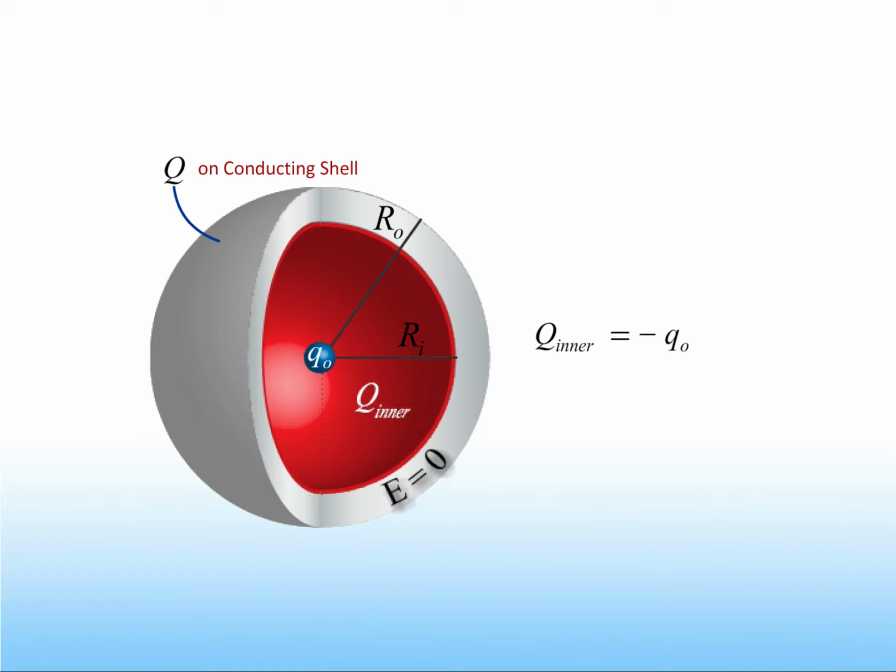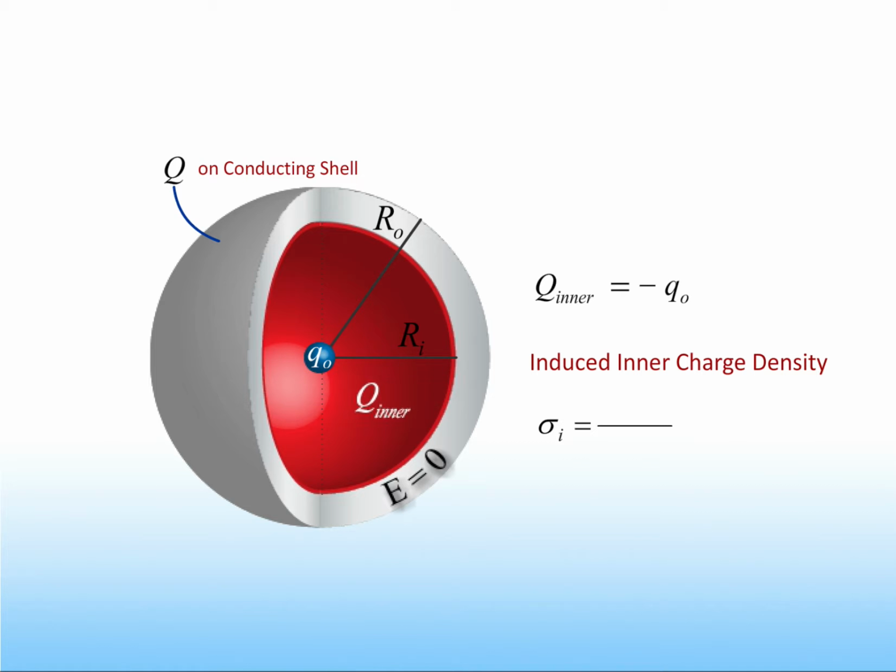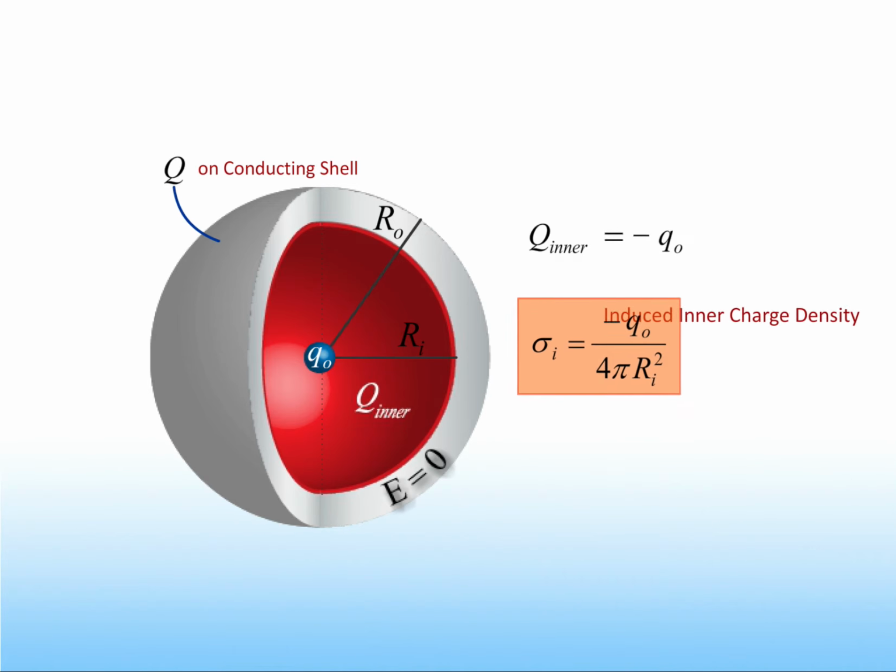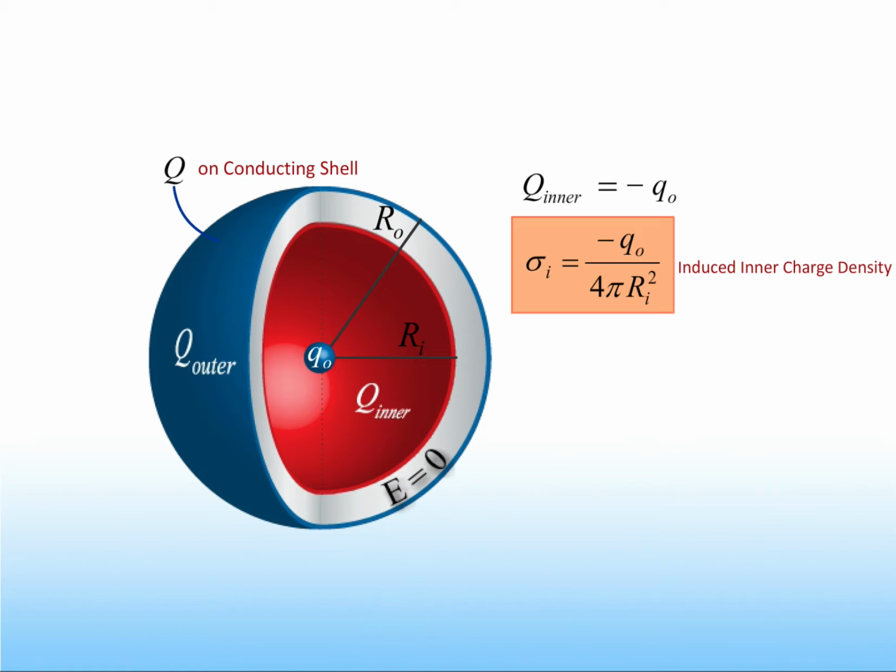Therefore, we can determine that this charge density, sigma sub I, must be equal to the total induced charge divided by the surface area of the inner surface of the shell. What about the outer surface of the shell? Well, we can determine sigma outer, the charge density on the outer surface of the shell, because we know that the total charge on the shell must be equal to Q. Therefore, the total charge on the outer surface is equal to the net charge Q minus the charge on the inner surface, which is minus Q0.